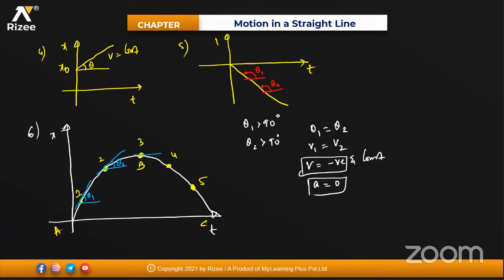So what is here theta 1, beta? Who is greater? Theta 1 is greater than theta 2. That means V1 will be greater than V2. And as the theta is decreasing, what happened? Velocity will be positive and acceleration will be negative. Isn't it? So at 1 the velocity is more, at V2 it is less, V3 is decreased. That means what is happening? Velocity is decreasing.